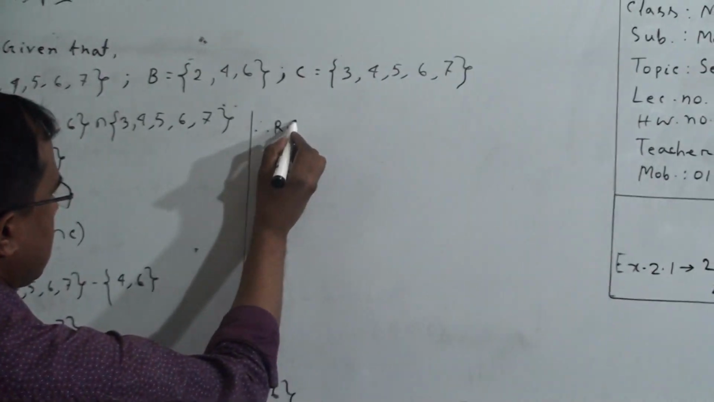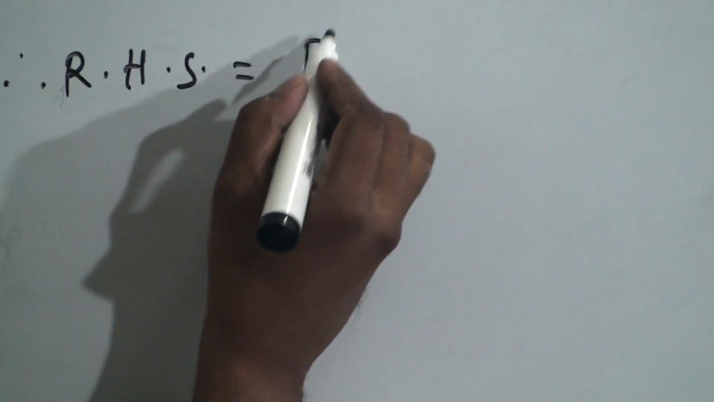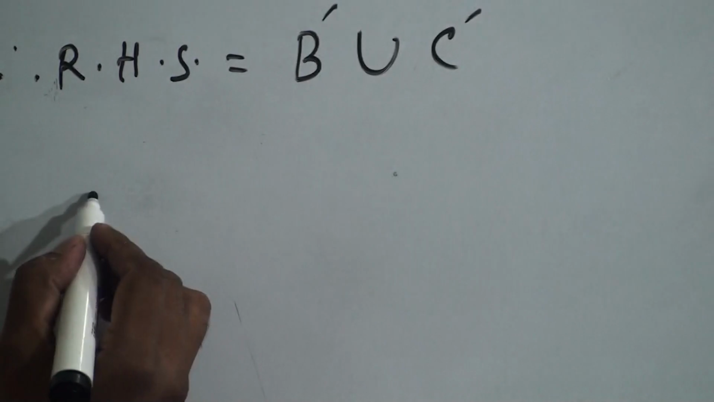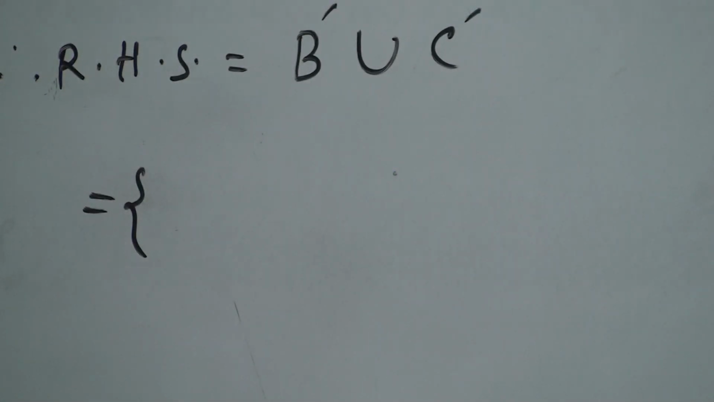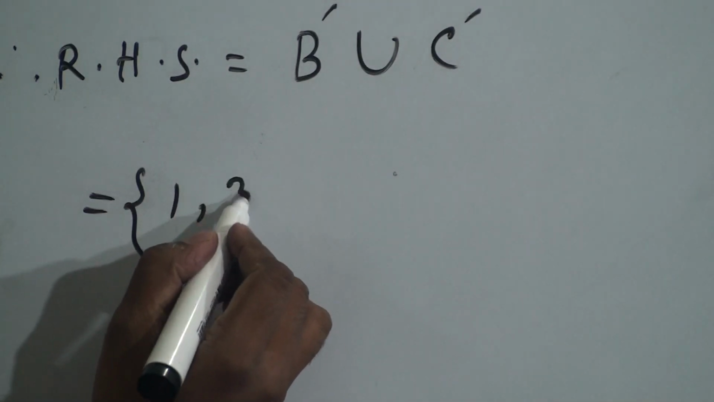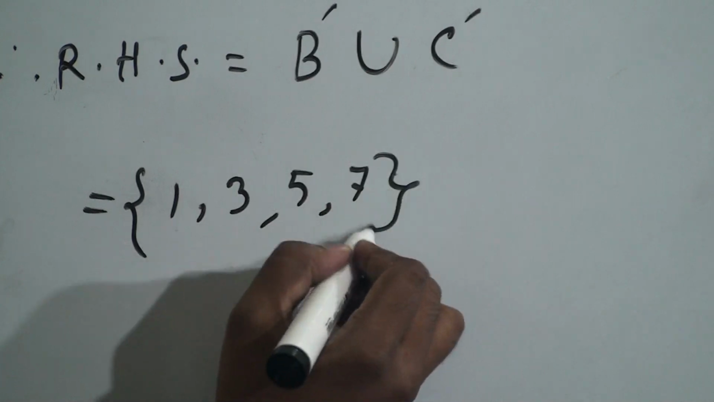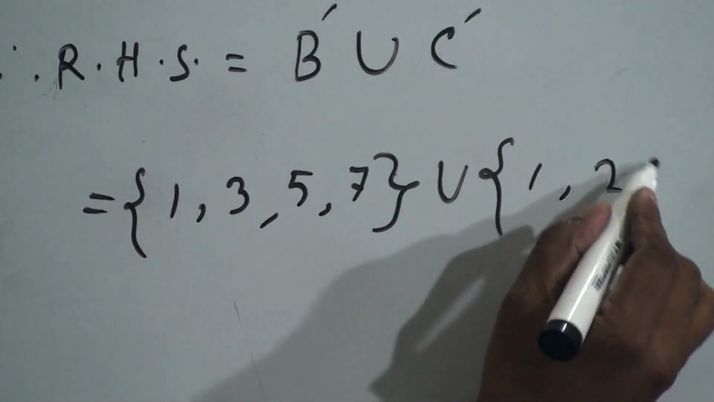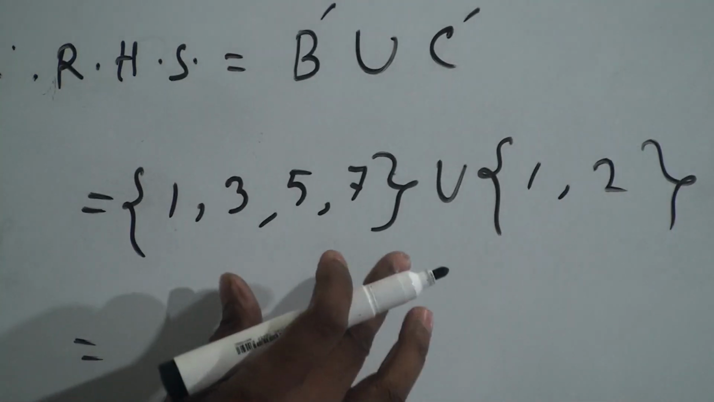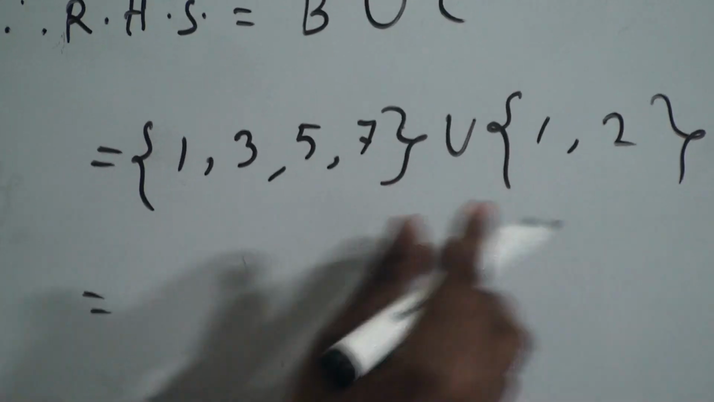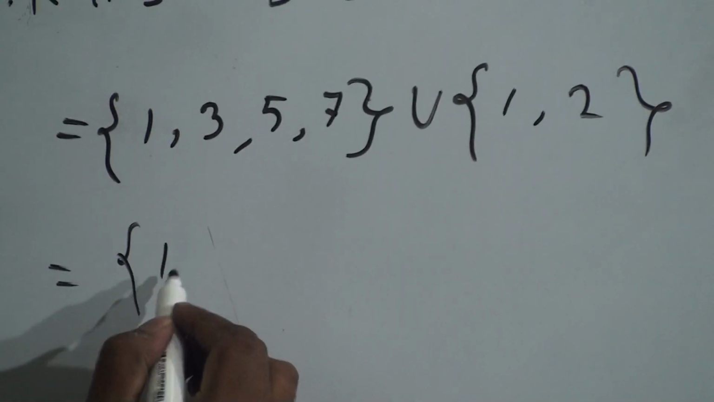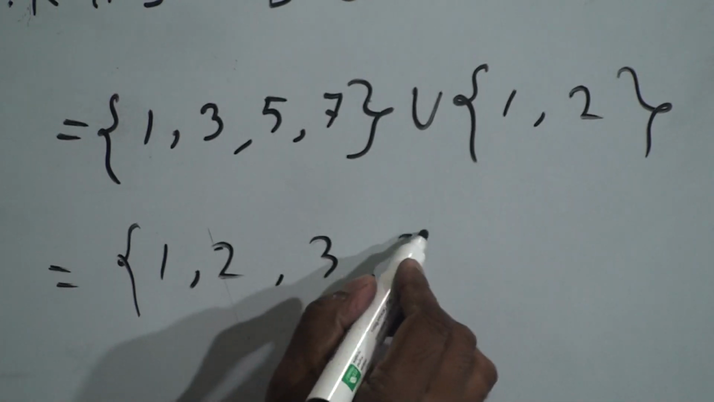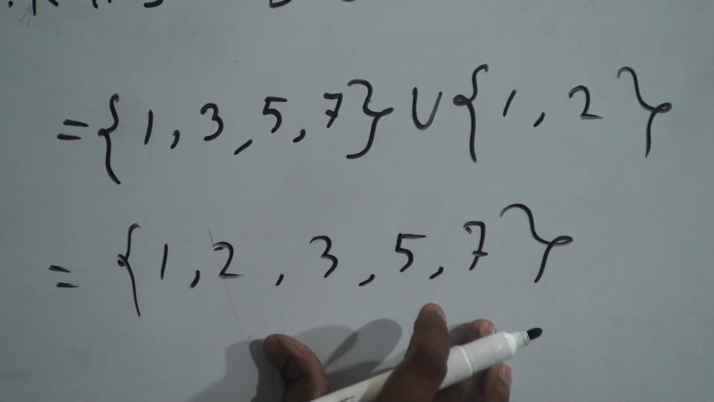Therefore right hand side is equal to B prime union C prime. Here value of B prime is 1, 3, 5 and 7. Union. Value of C prime is 1 and 2. Now union means all the elements from first set and second set will come here. That means 1 will come, 2 also will come, 3, 5 and 7 will be the elements of this set.